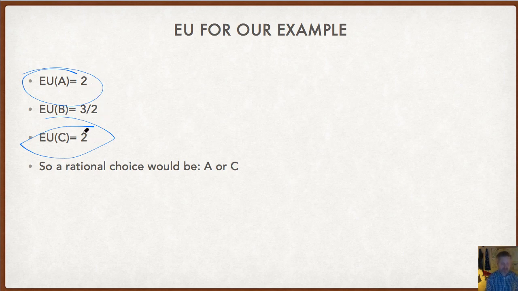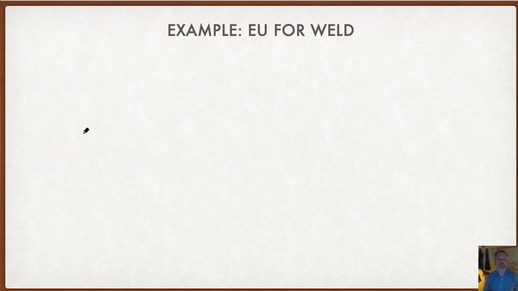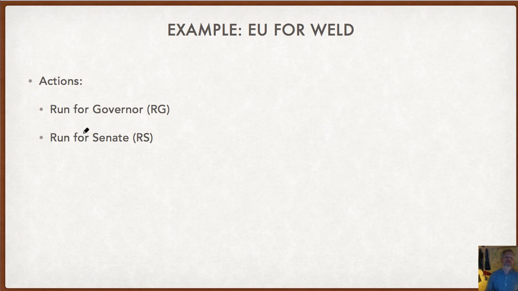All right. So now let's go back to one of the earlier screencasts and think about William Weld. What if we wanted to do an expected utility calculation for Weld? So let me remind you of that story because it may have been a bit since you watched that screencast. William Weld was the governor of Massachusetts. He was trying to decide, did he want to run for governor or run for Senate?